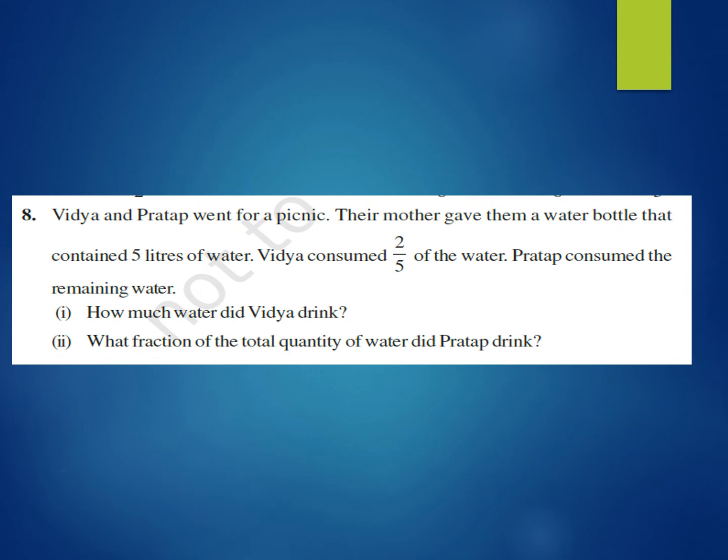Now, question number 8. Vidya and Pratap went for a picnic. The mother gave them a water bottle that contained 5 liters of water. So they are having a water bottle containing how much water? 5 liters. Yes. Now Vidya consumed 2 upon 5 of the water. What it means? That she consumed 2 by 5 of the water.